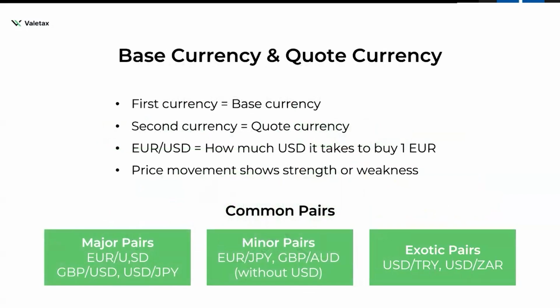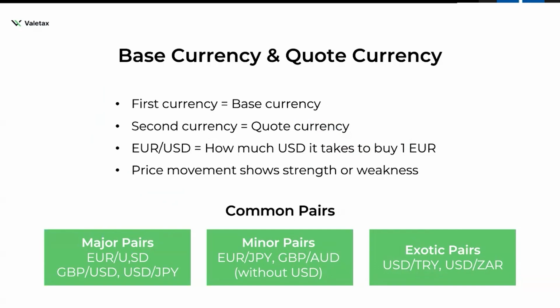Now, let's understand how the base currency and the quote currency work, like I quickly explained on our previous slide. The first currency is the base currency. The second currency is the quote currency. Price movement shows strength or weakness, and we have some common pairs. Now, price is measured simply in pips. When we look at price movement and how it shows strength or weakness, the first thing that comes to our mind is how many pips it has moved in the direction of the strong currency or against the direction of the weak currency.